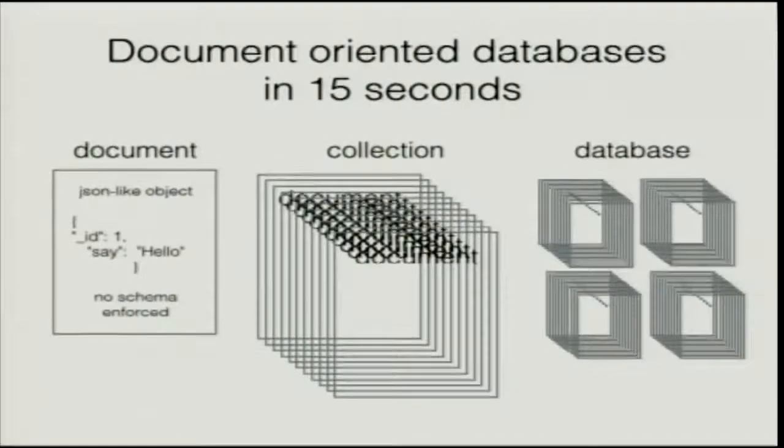Basically, we work with a document, which is a JSON-like object. We can store it in our database. We have no schema enforcement. A collection is basically just a collection of documents, and multiple collections make up our database. So basically, it's a pretty simple concept.